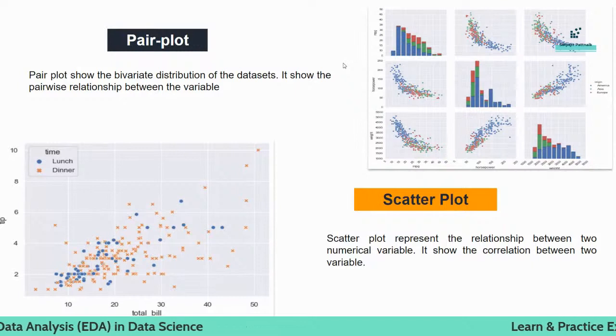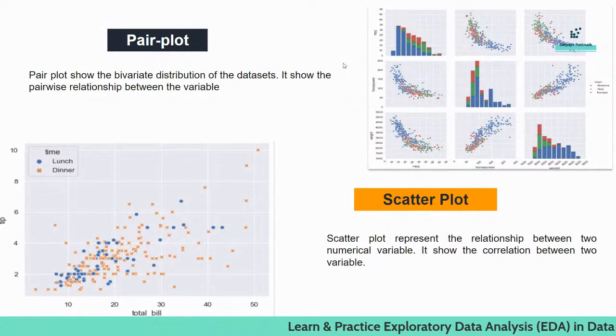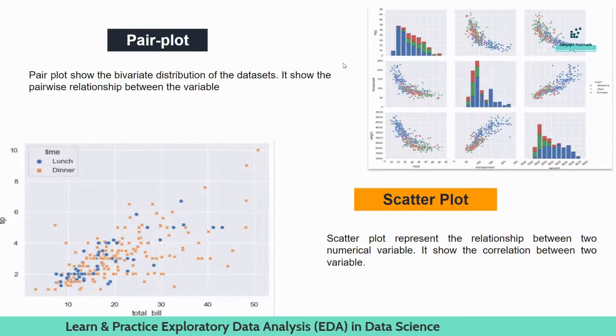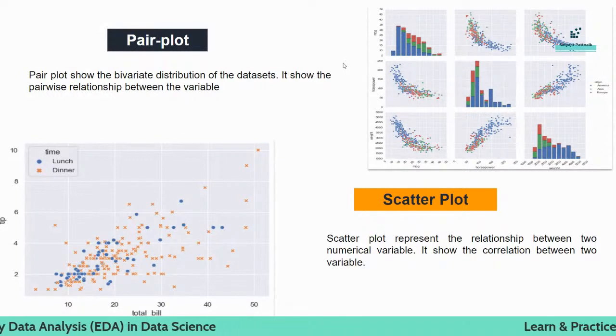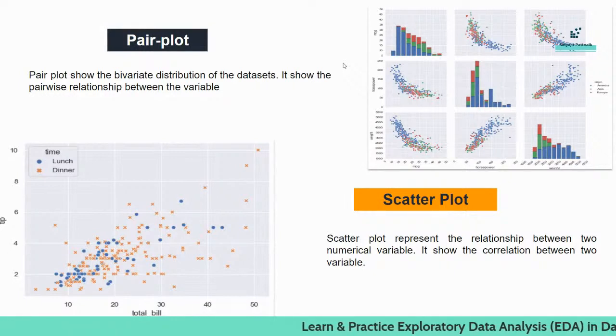Scatter plot, when you are trying to analyze two numerical columns and you want to see how the distribution looks like and how the correlation is between the two variables, probably scatter plots can be used. A scatter plot represents the relationship between two numerical variables.